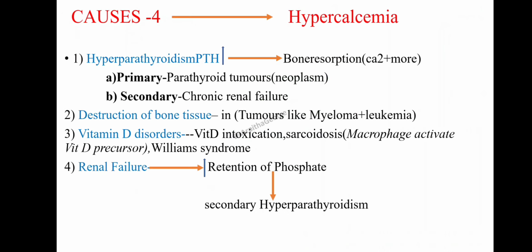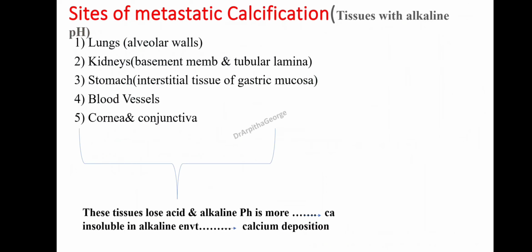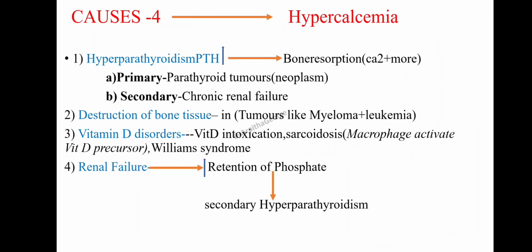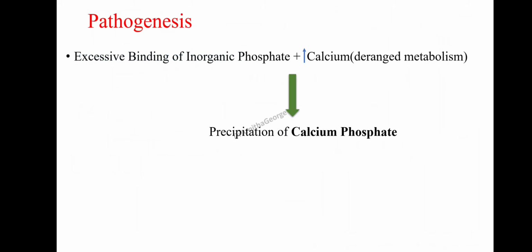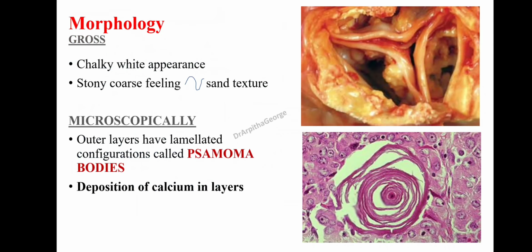We have concluded the causes, etiology, and pathogenesis. One thing you have to remember: dystrophic calcification means you can't reverse the process and it occurs in dead tissue. Why? The calcium is depositing though the metabolism is normal, because the attracting factor, phosphate ions, is created by the dead tissue. Then in metastatic calcification, the attracting factor is the alkaline environment. Any tissue which loses acid creates an alkaline pH which favors calcium precipitation. These are the sites. And morphology: chalky white, stony texture, and microscopically psammoma bodies, okay.